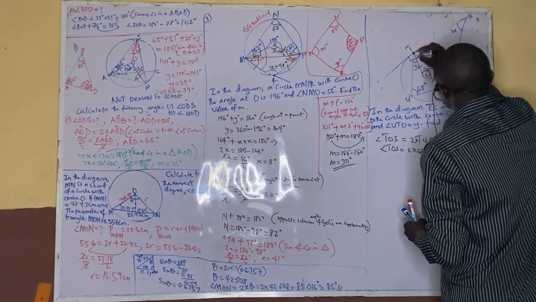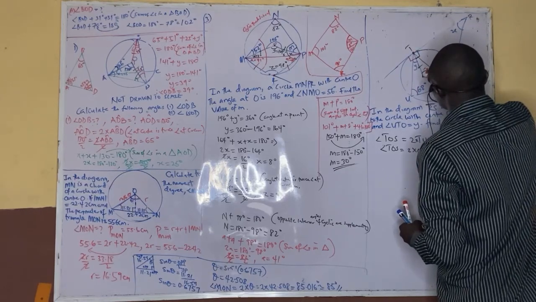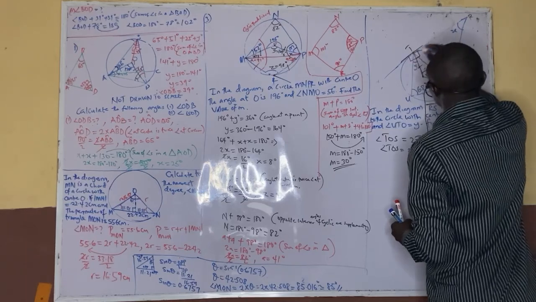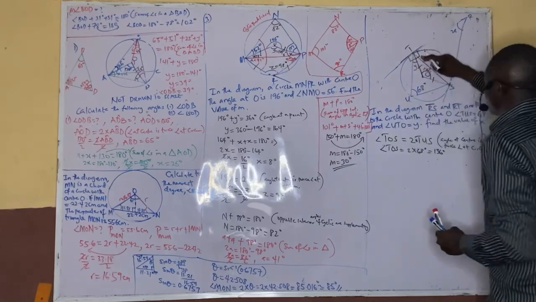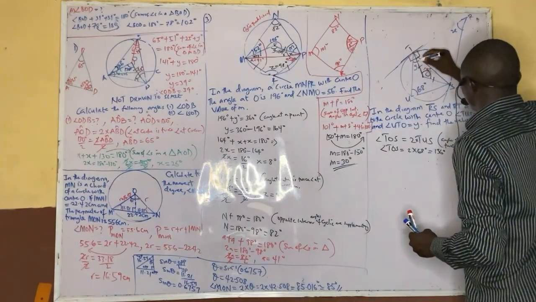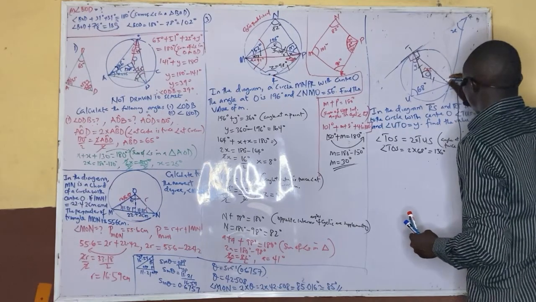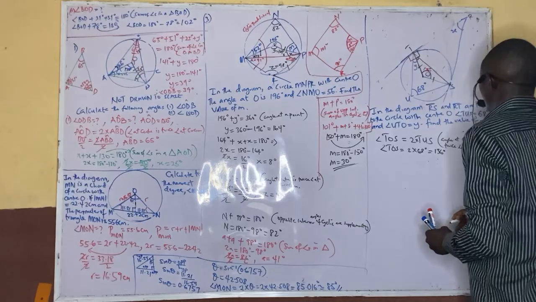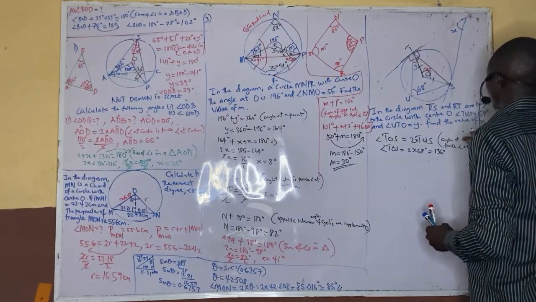One of the theorems of circle geometry is that the line drawn from the center of the circle, which is the radius, is perpendicular to the tangent. So that's why this is 90 degrees. We calculate this angle and this angle so as to know the angle outside here. That's what we are going to do now.